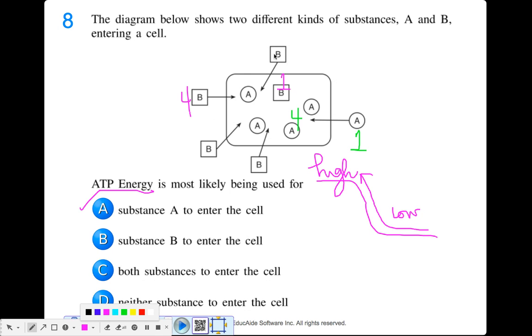Substance B to enter the cell. There's 4 outside and only 1 inside, so that's going from high to low, so that's not going to require energy. That's going to be diffusion, passive transport. Both substances to enter the cell. Nope. Because we already just said B doesn't need energy. Neither substance to enter the cell. Nope. Correct answer is A. You need energy to go from low to high.